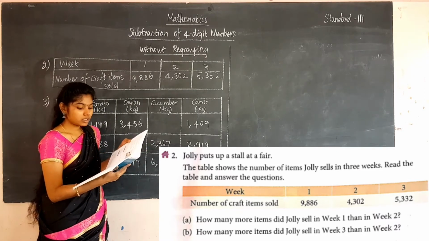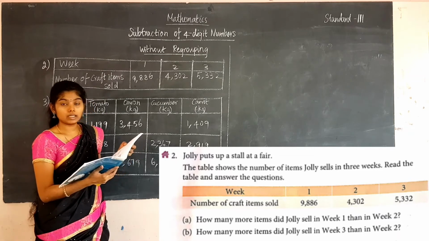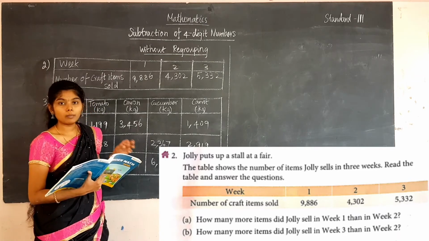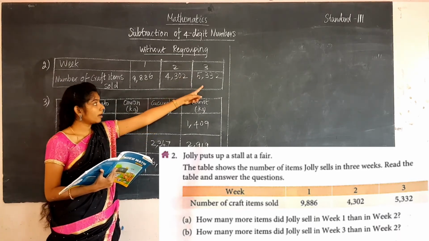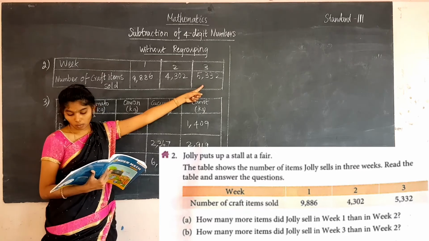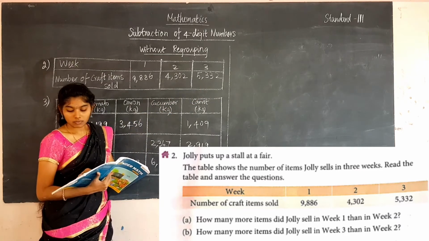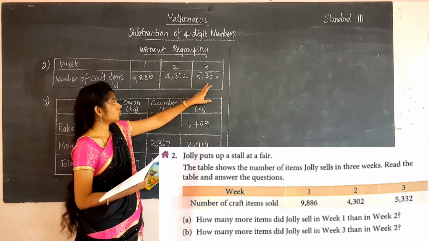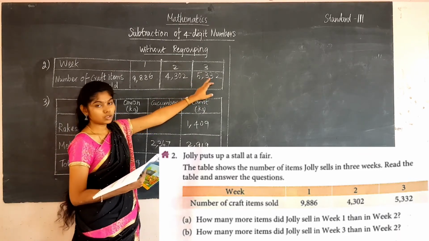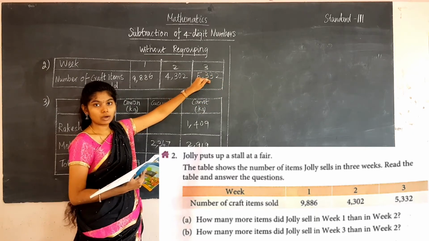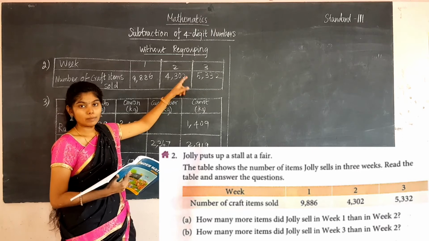The next question is, how many more items did Jolly sell in week 3 than in week 2? So here we have to compare week 3 and week 2. How many more items did Jolly sell in week 3 than in week 2? So you are going to subtract these two numbers. You have to compare the numbers. Which one is the greatest? 5332. So write this number first, and the second number, 4302. Subtract these two numbers.